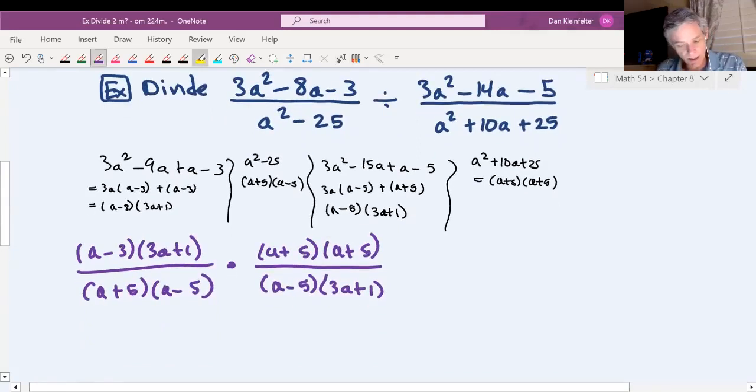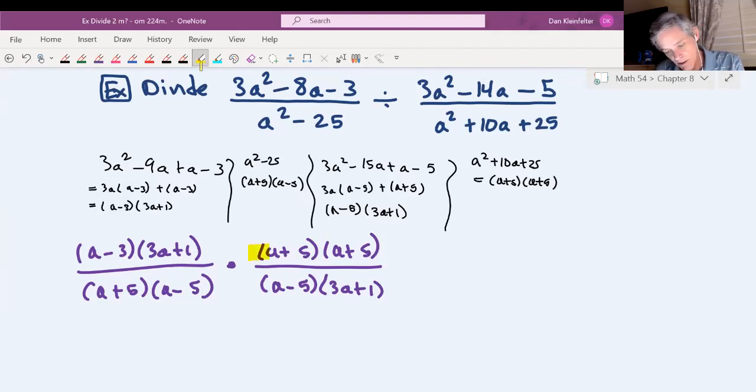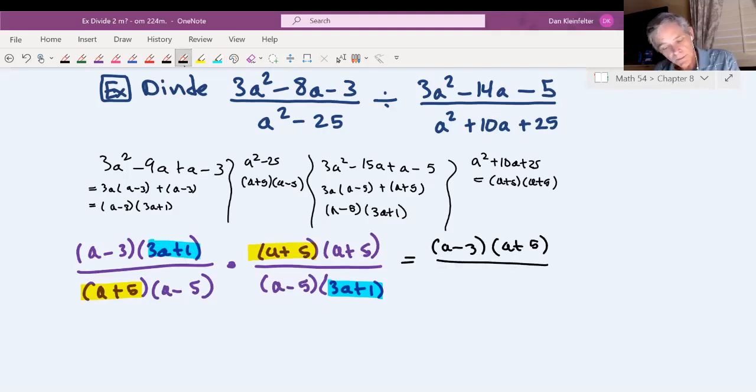So now we can see what we'll be able to divide out. Looks like an a plus 5 can be removed. So let's try that. And then we should be able to get a 3a plus 1 out. And then that's it, right? Can I cancel out those two a minus 5s? No, they're both on the bottom, so we can't divide out those. So what's left? We'll have a minus 3 and then a plus 5. And then down below, a couple of a minus 5s.